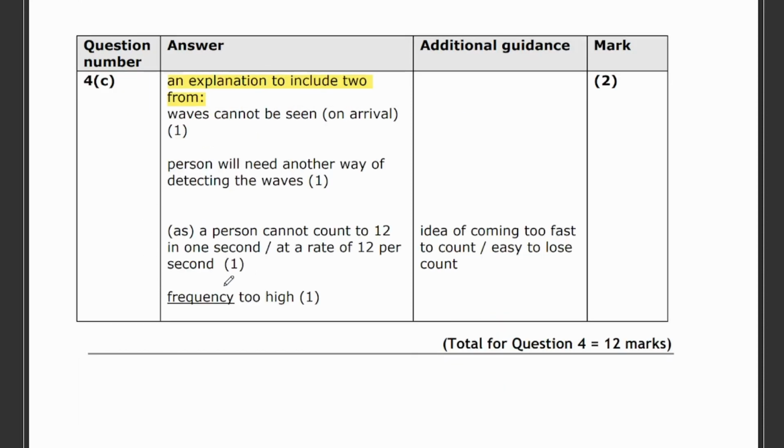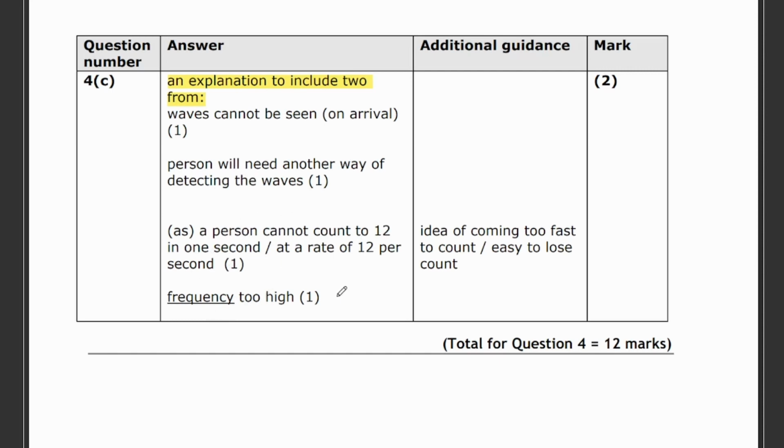Next question, an explanation to include 2. Waves cannot be seen. We've actually said that as well. A person will need another way of detecting. We didn't mention that, as a person cannot count 12 waves, right? And we've said the frequency is too high. We should get those 2 marks.